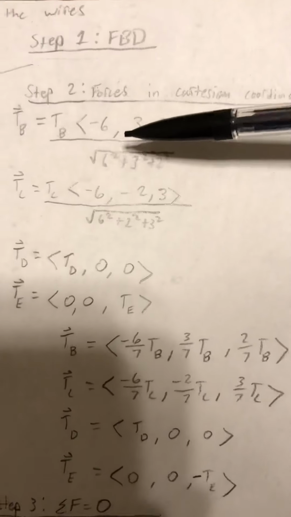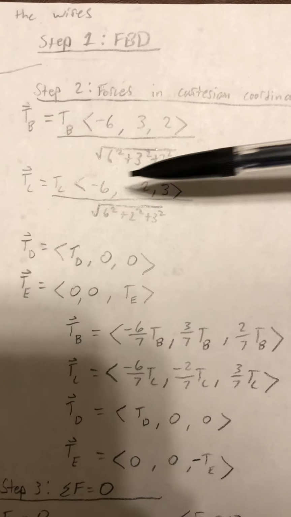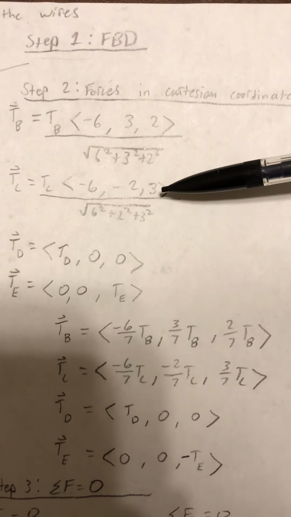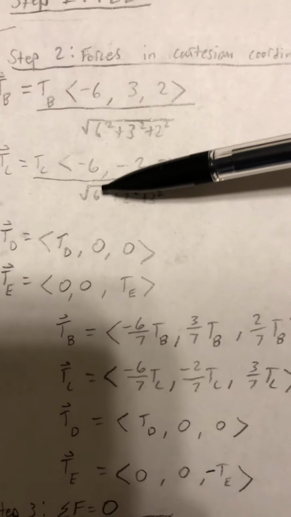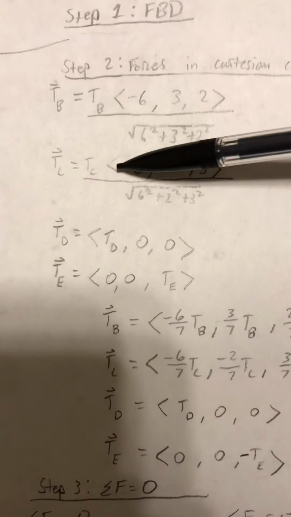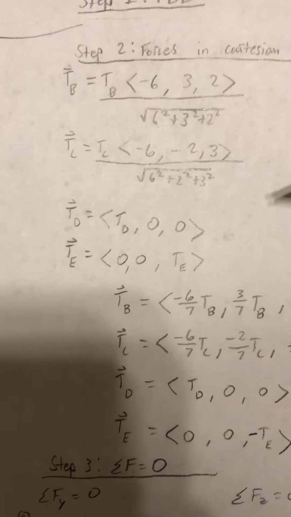So we have -6, -2, and -3. And then we do the same thing for the magnitude. This is just going to be the values that you get from here. And then you multiply it by TC this time.